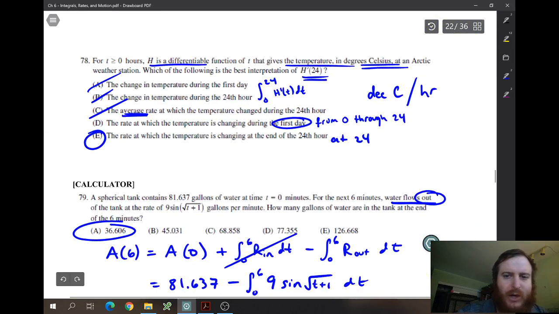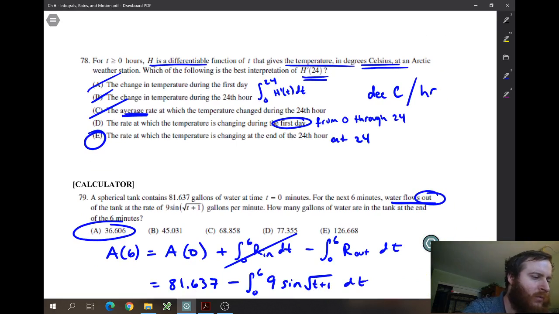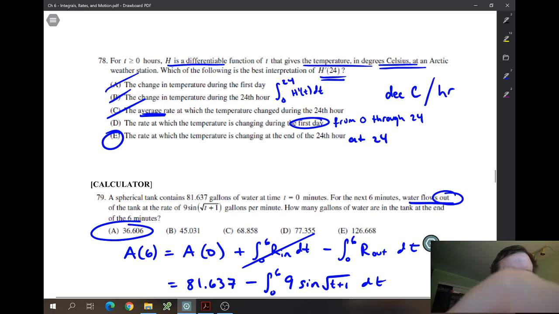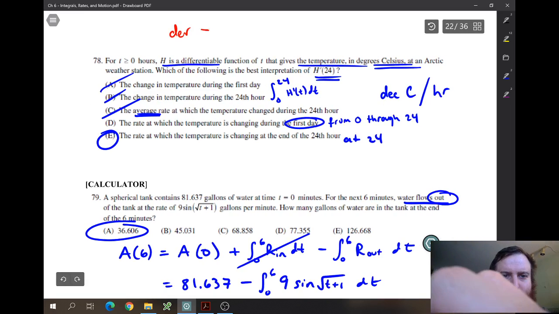Okay, next up is just kind of one of these reading and making sure we interpret the correct value. So H is representing the temperature in Celsius, and we want to know H prime of 24. So if I'm given units, I know that when I take the derivative, it's going to be degrees per hour. But none of these have units, so that didn't really help me. But I just need to remember that basically the derivative goes with the rate, and the integral goes with the change in the amount.